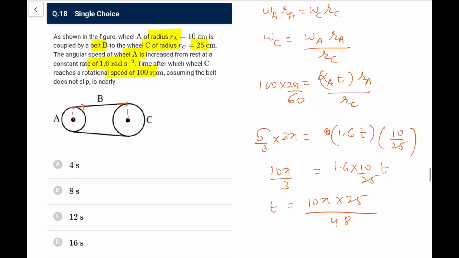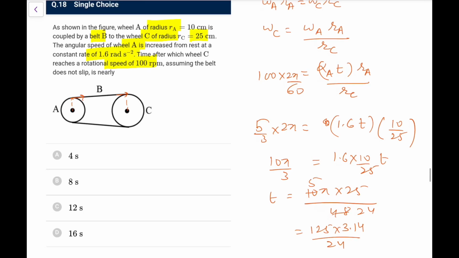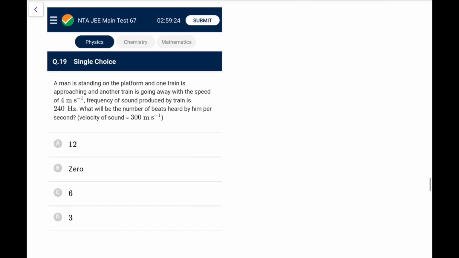So now what are we left with? You have to check it out. Let me cancel it. It is 5. This is 24. So this is 125 into 3.14 upon 24. So approximately it would be 5 into 3, 15 or 16 something. That would be the answer. So 16 seconds you can take as the approximate value.